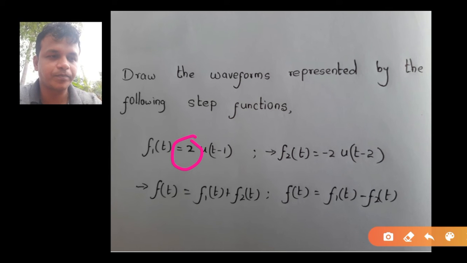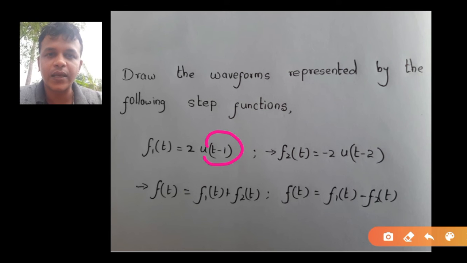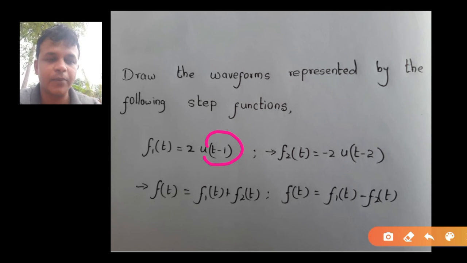Time shifting, as I said, is of two types: one is time delayed and the other is time advanced. Here u of t minus 1 means we are doing time delay. We are making the signal happen at a later stage; instead of happening before, we are making it happen later.